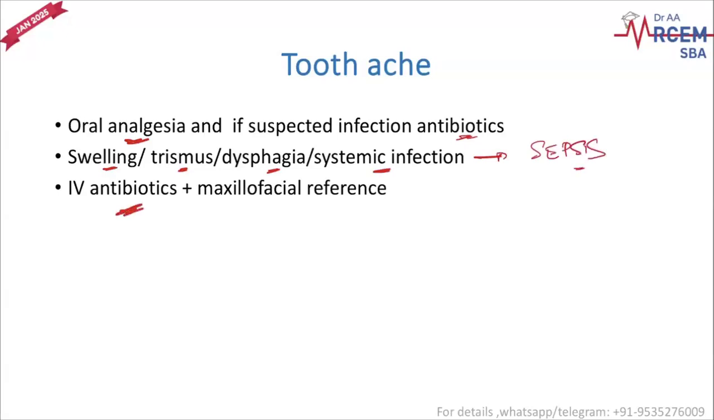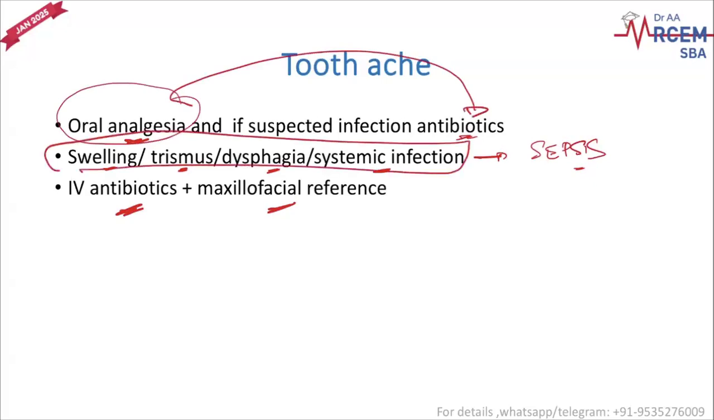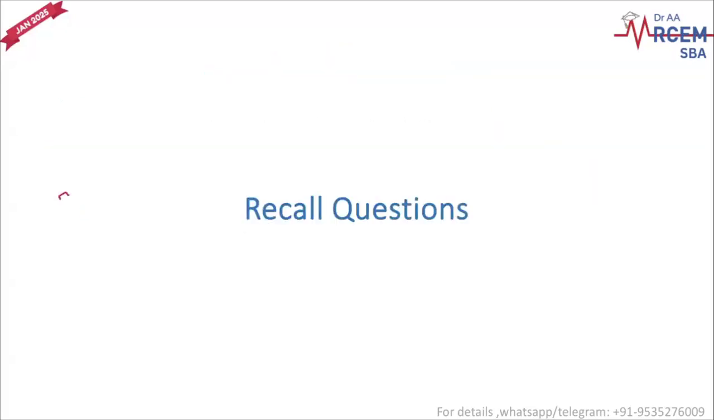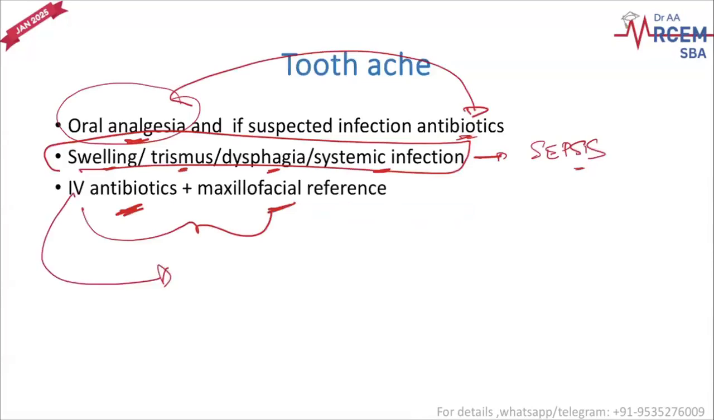For IV antibiotics, you'll be referring to maxillofacial surgeons. They're also dentists. Maxillofacial surgeons are basically dentists who are super specialized. So remember, only oral analgesia. If you're suspecting an infection, then only you're giving antibiotics. These are the indications for admission. If you're admitting, you give intravenous antibiotics and make a maxillofacial referral. Before you give intravenous antibiotics, always send for blood cultures, which is very important. Send for blood cultures before you start intravenous antibiotics.